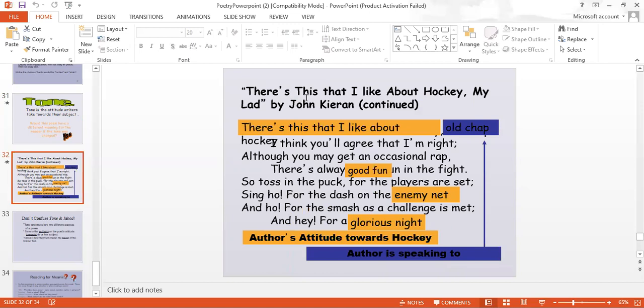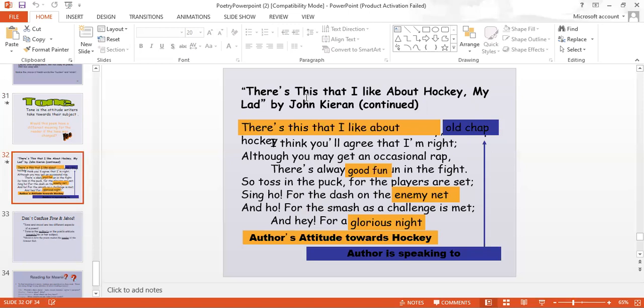There's this that I like about hockey, My Lad, by John Kiran. There's this that I like about hockey. Think you agree that I'm right. Although you may get an occasional rap, there's always good fun in the fight. So toss in the puck for the players is set. Sing ho for the dash in the enemy net. And ho for the smash as the challenge is met. And hey for a glorious night.